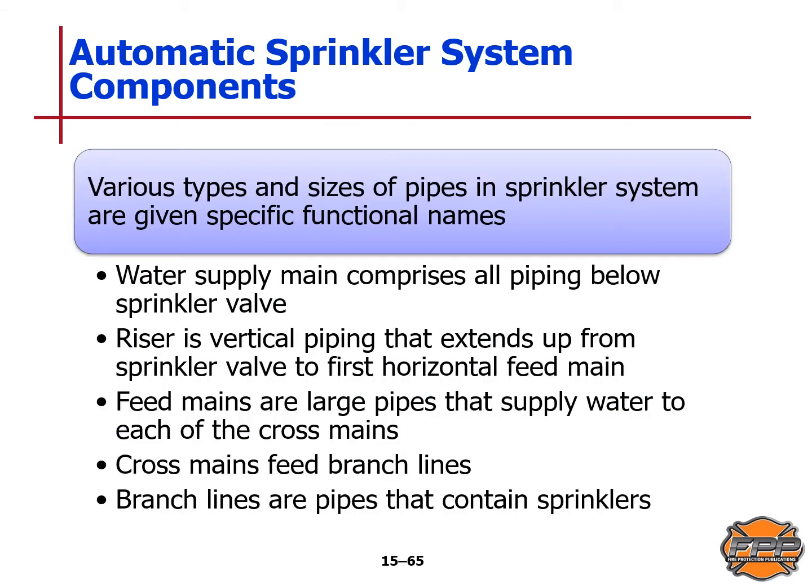Various types and sizes of pipes in sprinkler systems are given specific functional names. The water supply main comprises all piping below the sprinkler valve. The riser is the vertical piping that extends up from the sprinkler valve to the first horizontal feed main. Feed mains are large pipes that supply water to each of the cross mains. The cross mains feed the branch lines. The branch lines are the pipes that contain the sprinklers.